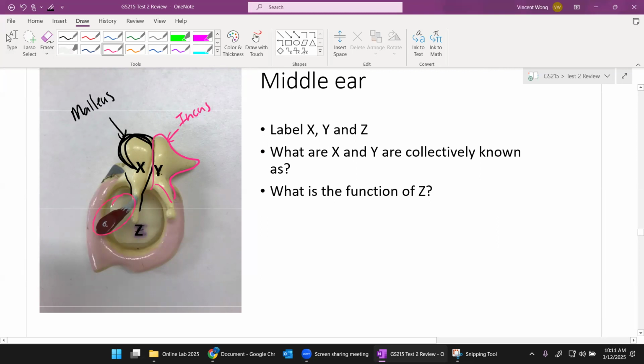This is the muscle that I was telling you about. Remember, there are muscles that connect to the ossicles, and the muscles help dampen the sound if it's too loud, collectively known as ossicles. And Z is the tympanic membrane, which converts sound into movements.